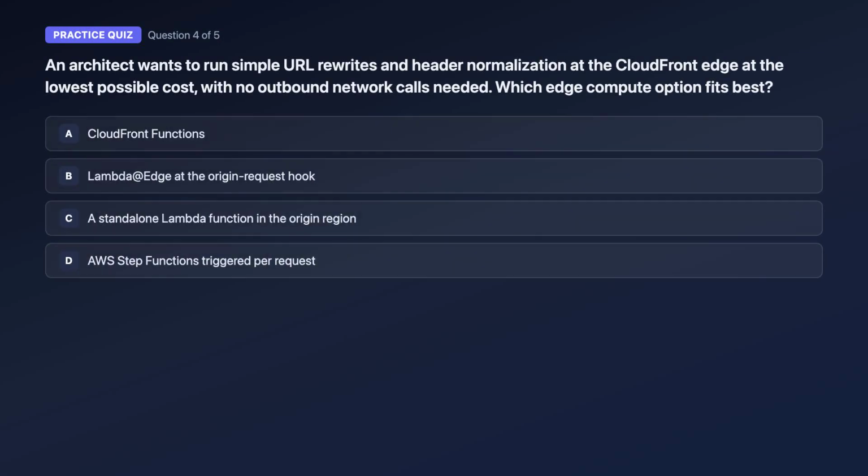Question 4. An architect wants to run simple URL rewrites and header normalization at the CloudFront edge at the lowest possible cost, with no outbound network calls needed. Which edge compute option fits best?